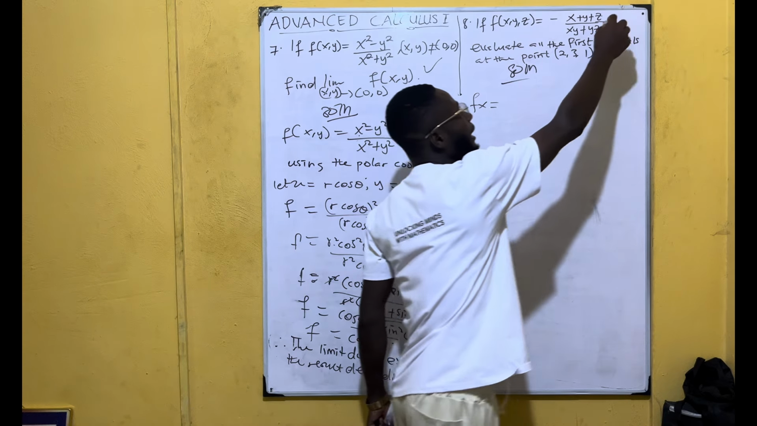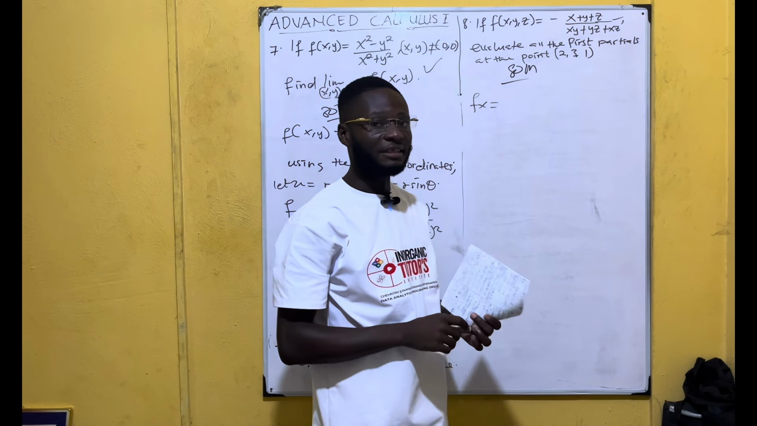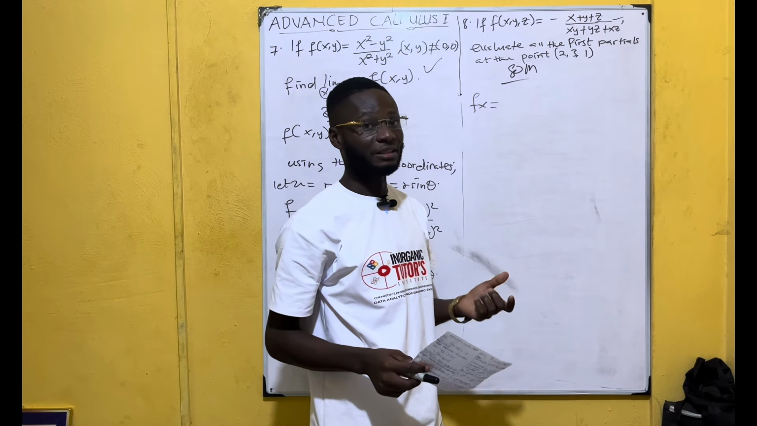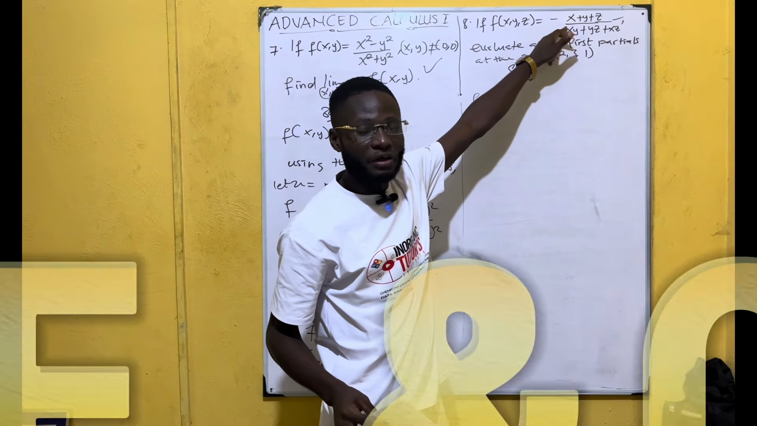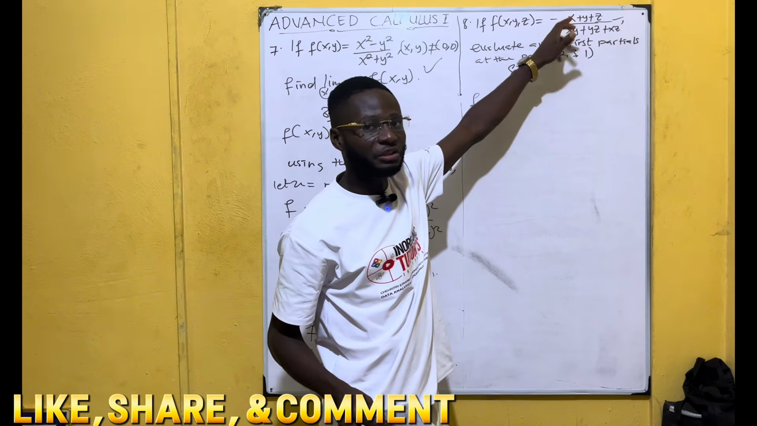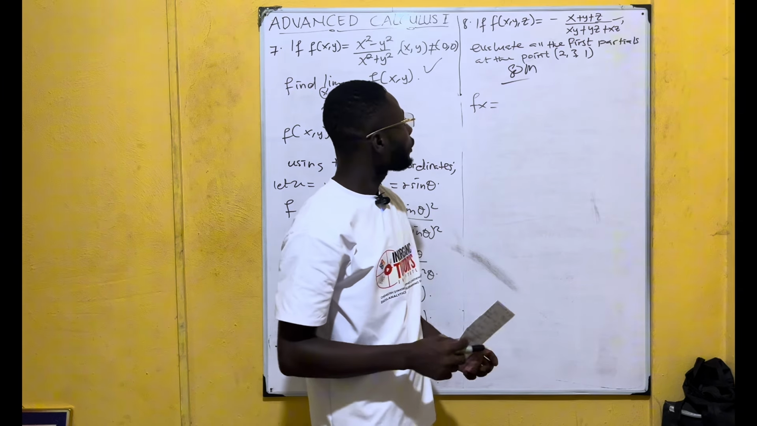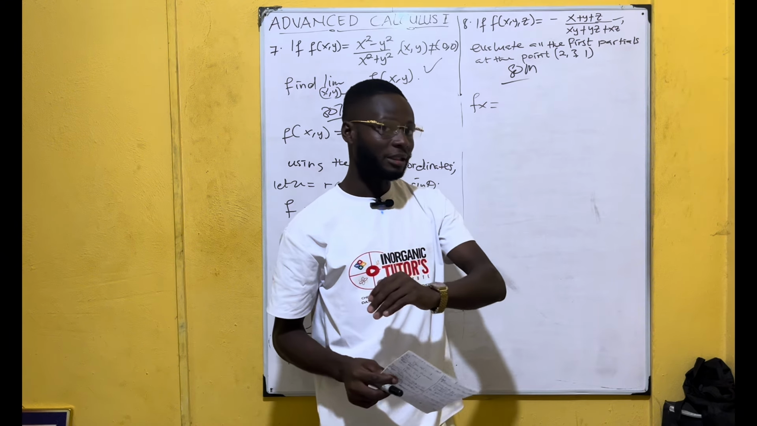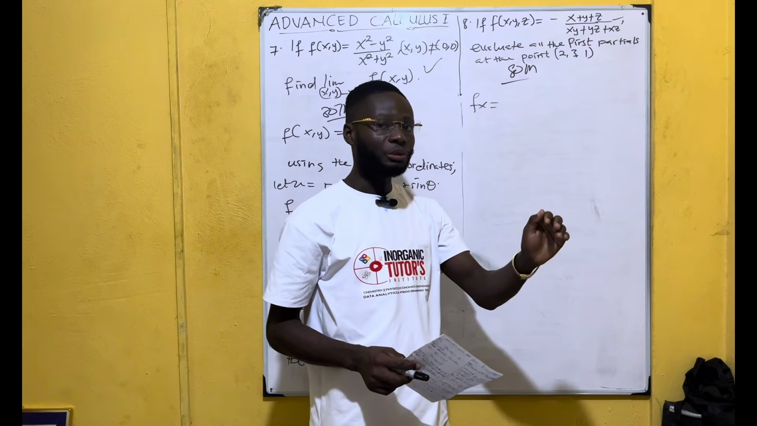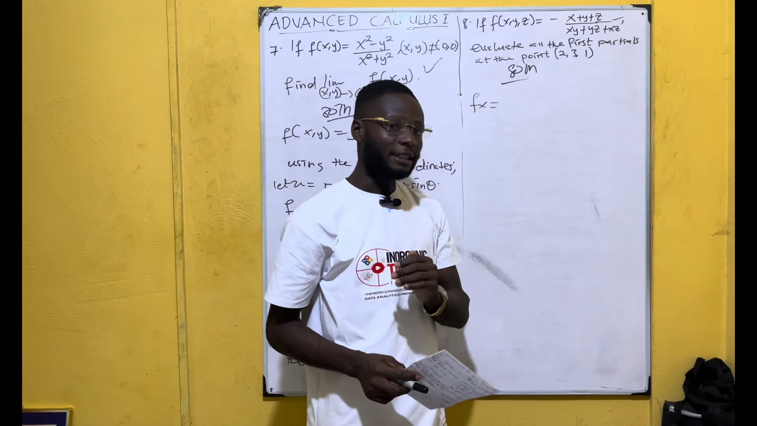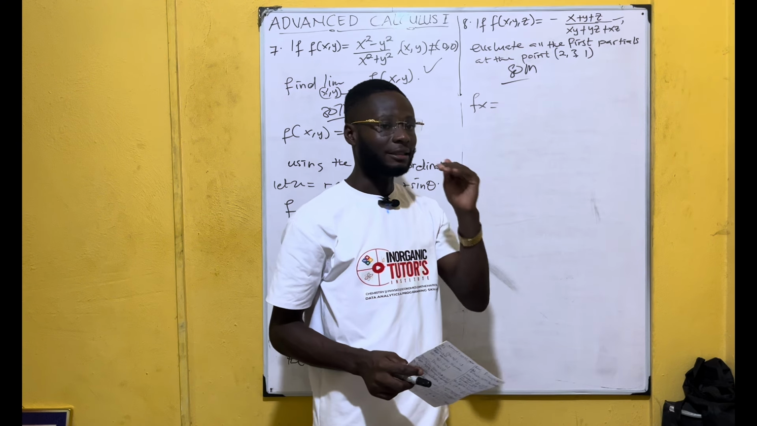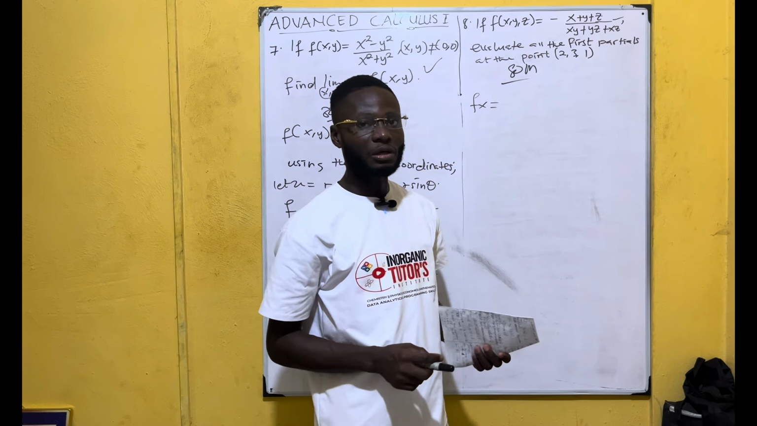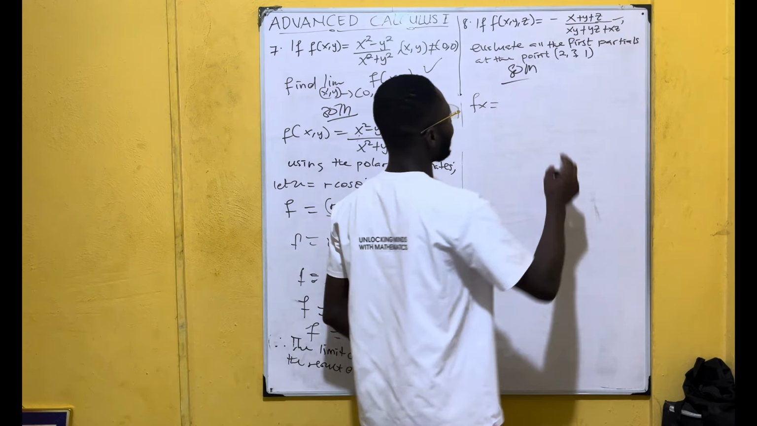Now, our first one will be what? Fx. Remember, I told you the tricks you need in differentiation or in calculus are your derivative tricks and integration tricks. In here, we have a rational function, and you want to differentiate, so you have to apply the quotient rule. The quotient rule says that you differentiate the numerator, you maintain the denominator, minus you maintain the numerator times the derivative of the denominator, divided by the square of the denominator. So we are going to apply that.